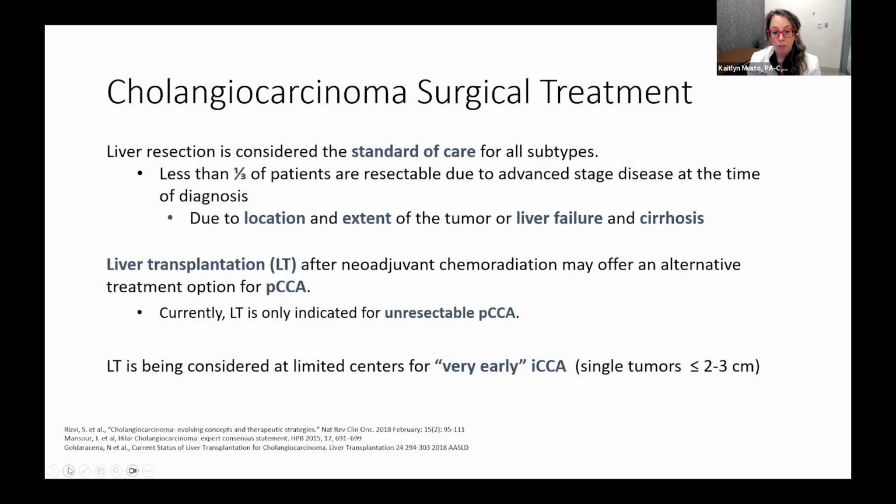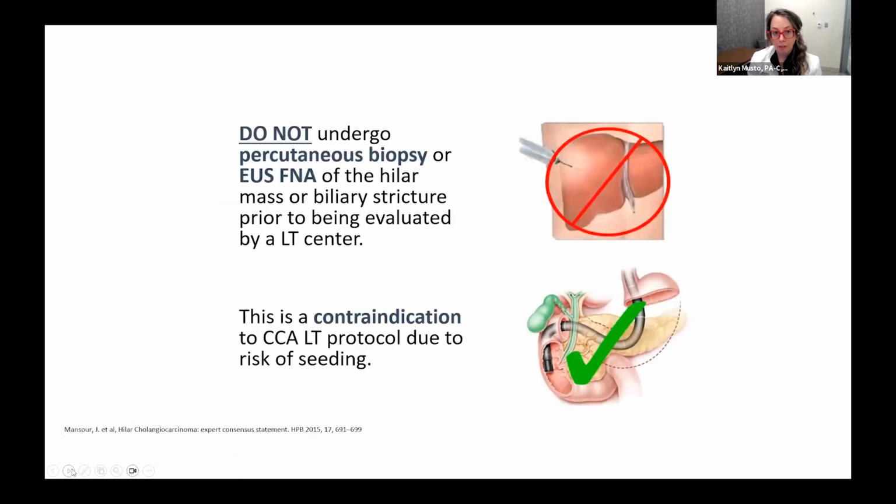At this point, liver transplant is only indicated if a cholangiocarcinoma is deemed to be unresectable. However, more recently, liver transplant is being considered at some centers for very early single small tumors of intrahepatic cholangiocarcinoma as well. Just another important thing to note when patients are undergoing the workup for cholangiocarcinoma, to make sure your healthcare team knows not to biopsy the actual mass lesion, as this can be a contraindication to liver transplant.